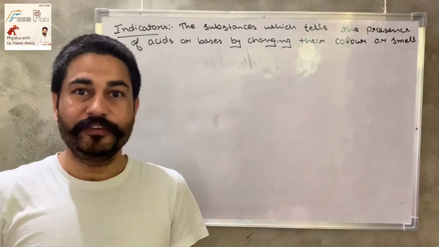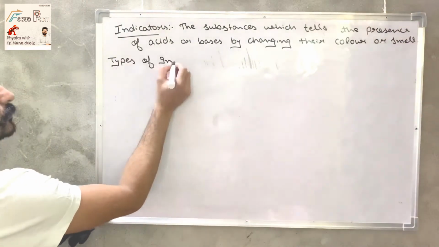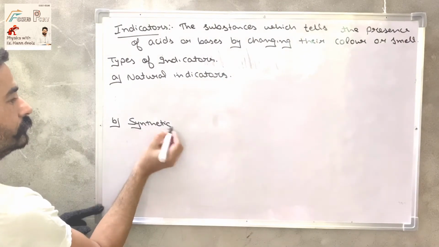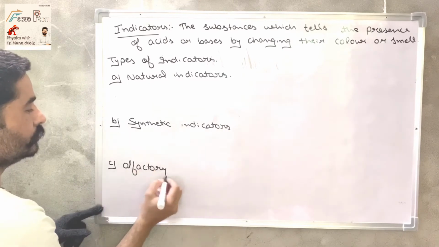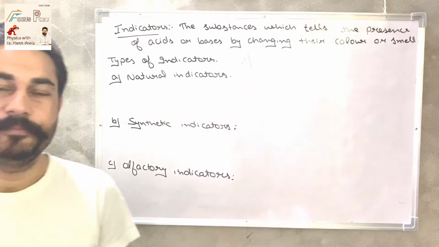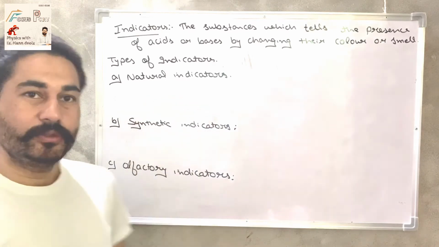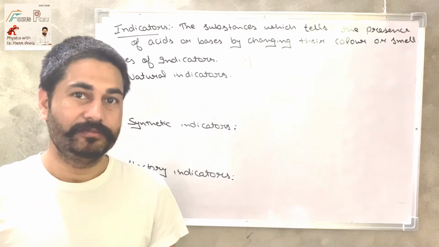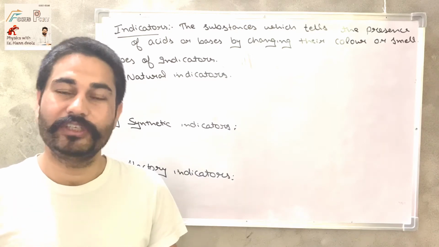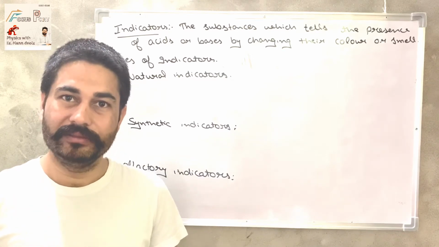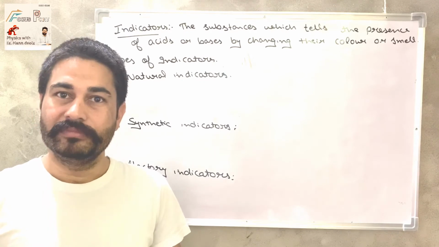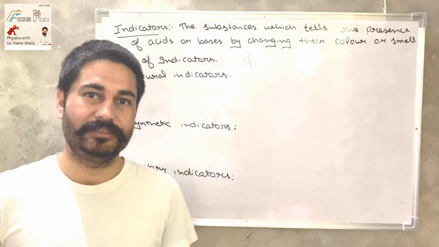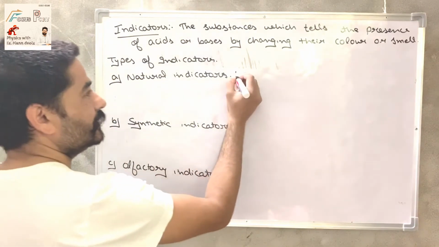Let's do some types of indicators. Natural indicators are those which exist in nature. These are ready-made, given by nature, like for example turmeric, haldi, and second would be litmus. There would be red cabbage leaves. There can be many examples.